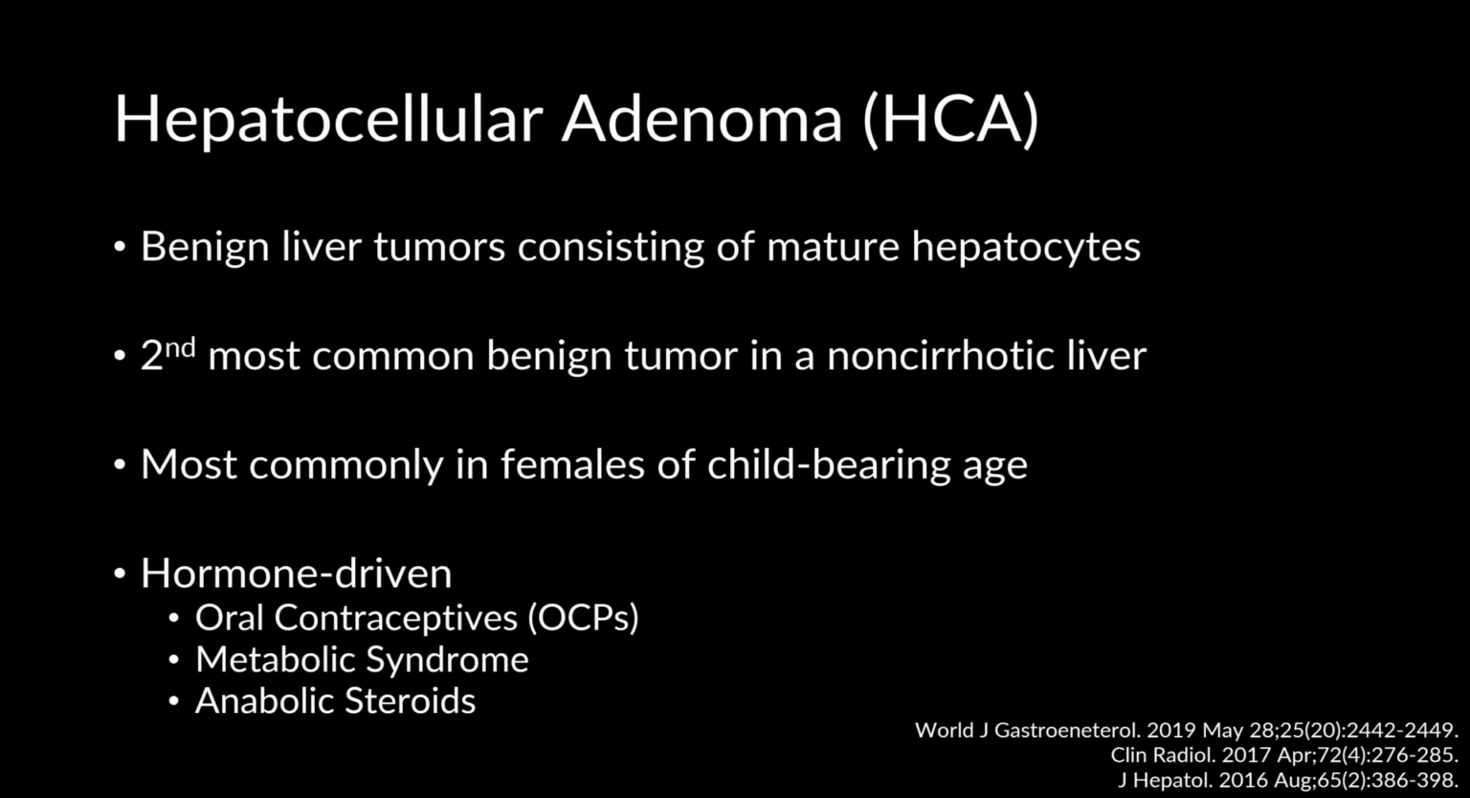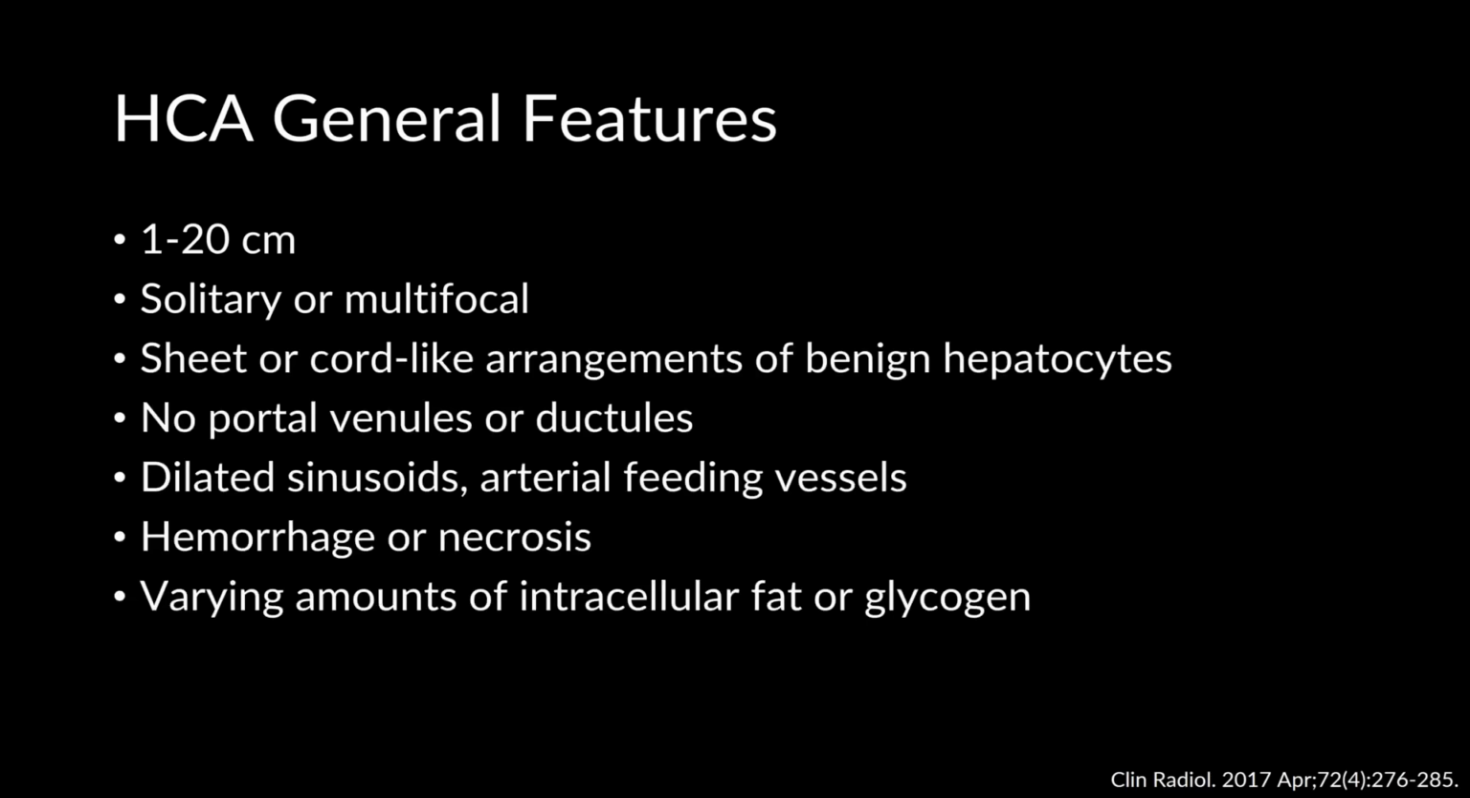So as far as general features goes, these lesions tend to be 1 to 20 centimeters in size, and they may be solitary or multifocal. Histologically, they are made up of benign hepatocytes that are in sheet or cord-like arrangements separated by dilated sinusoids and arterial feeding vessels that can hemorrhage or cause necrosis. And no portal venules or biliary ductules are noted within these lesions. Depending on what kind of subtype they are, they will have varying amounts of intracellular fat or glycogen.